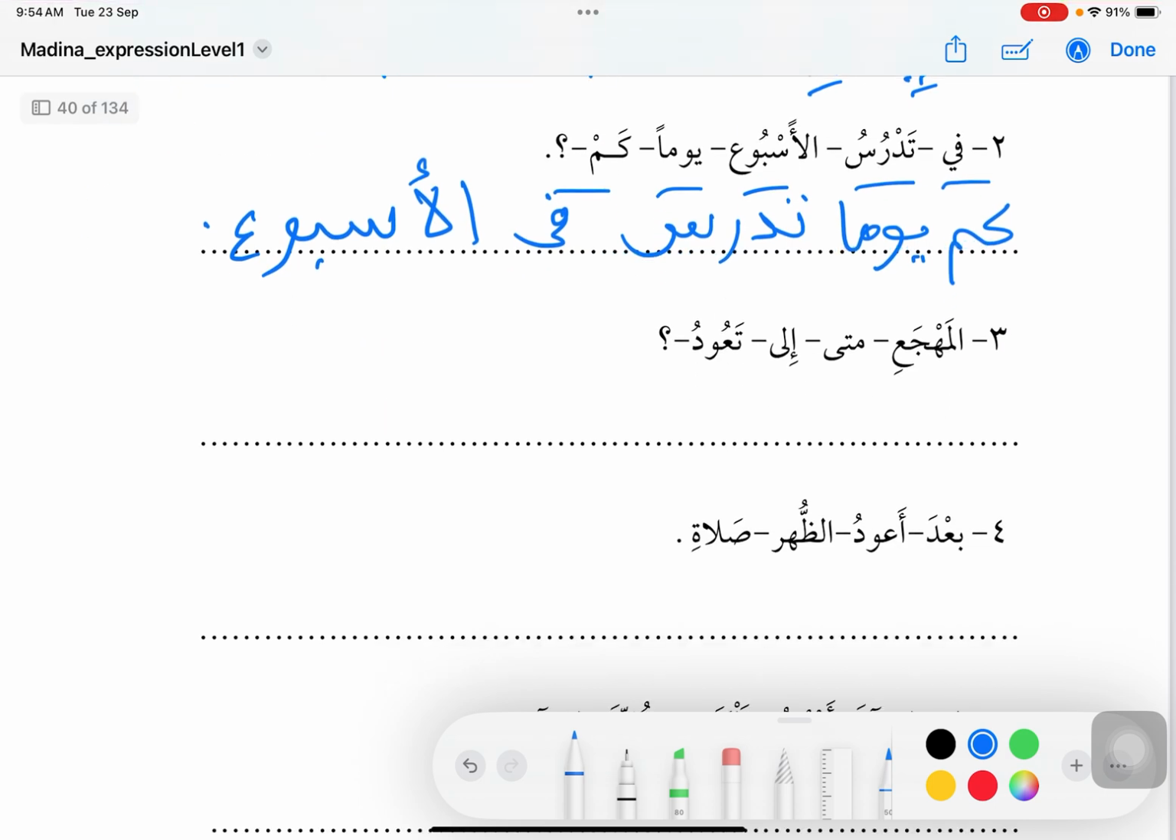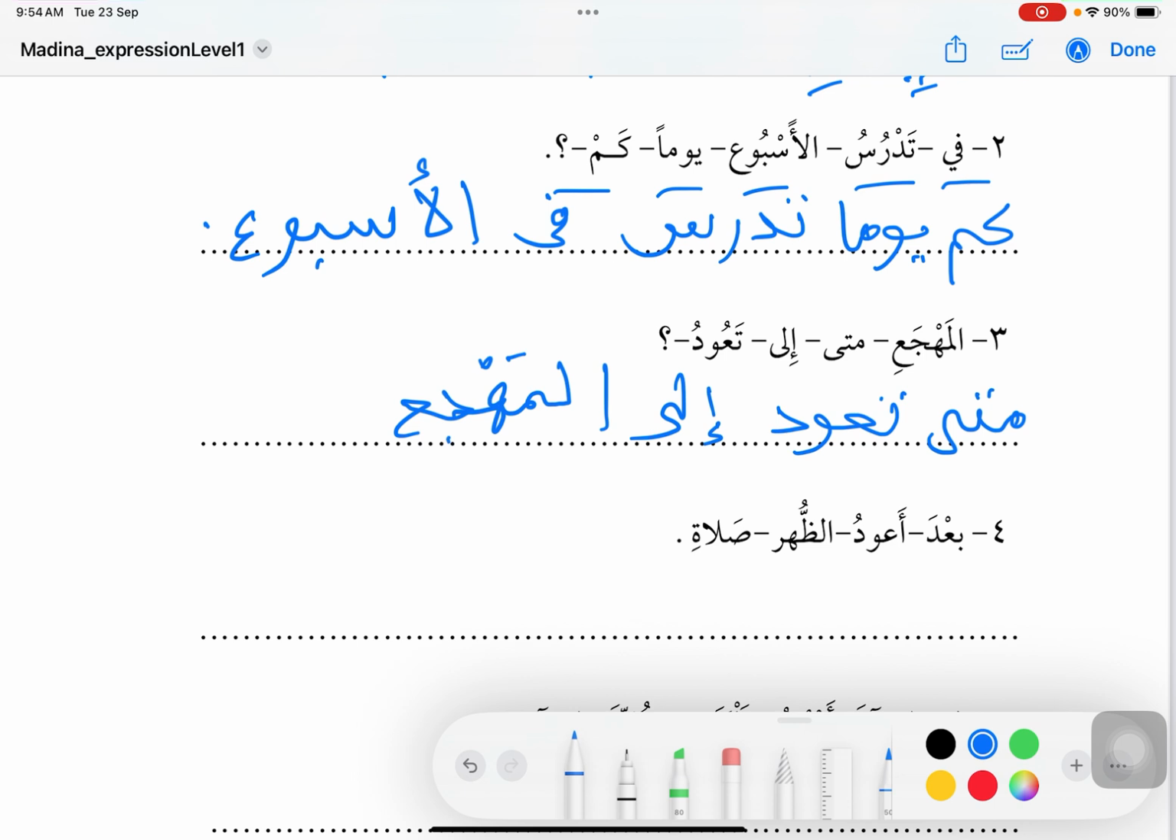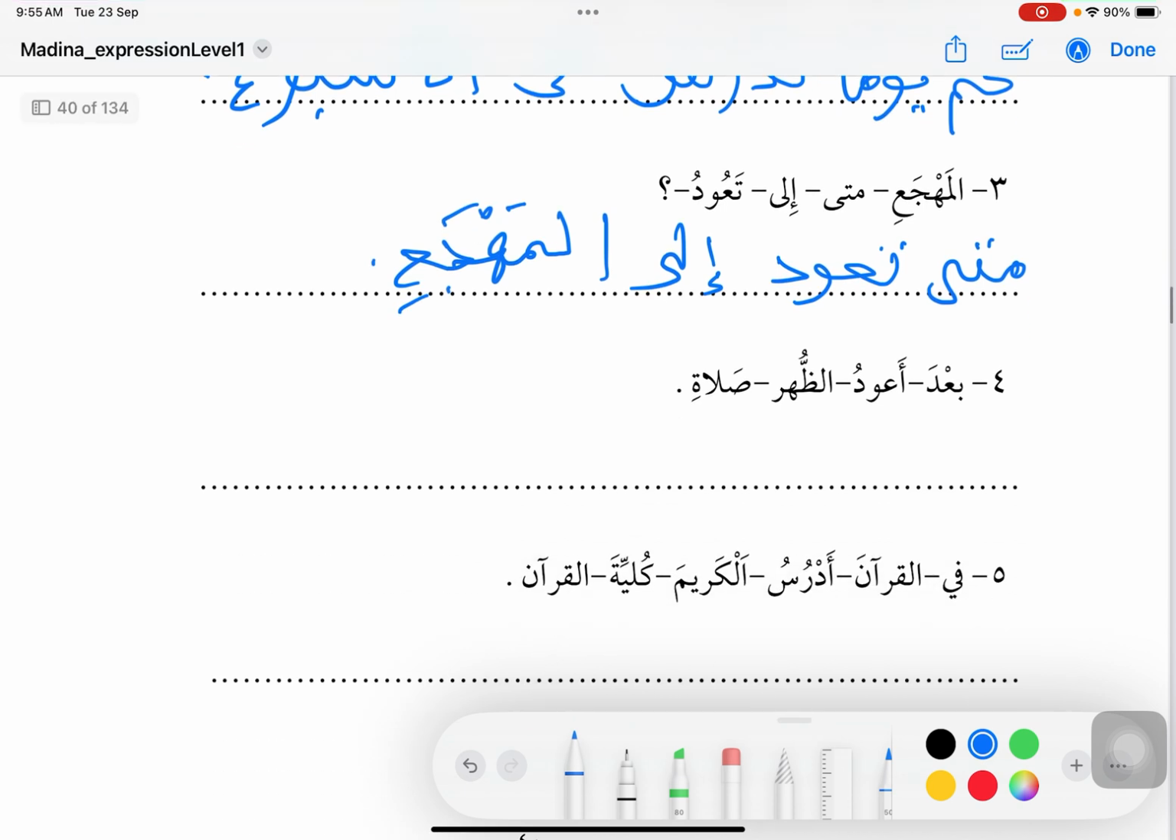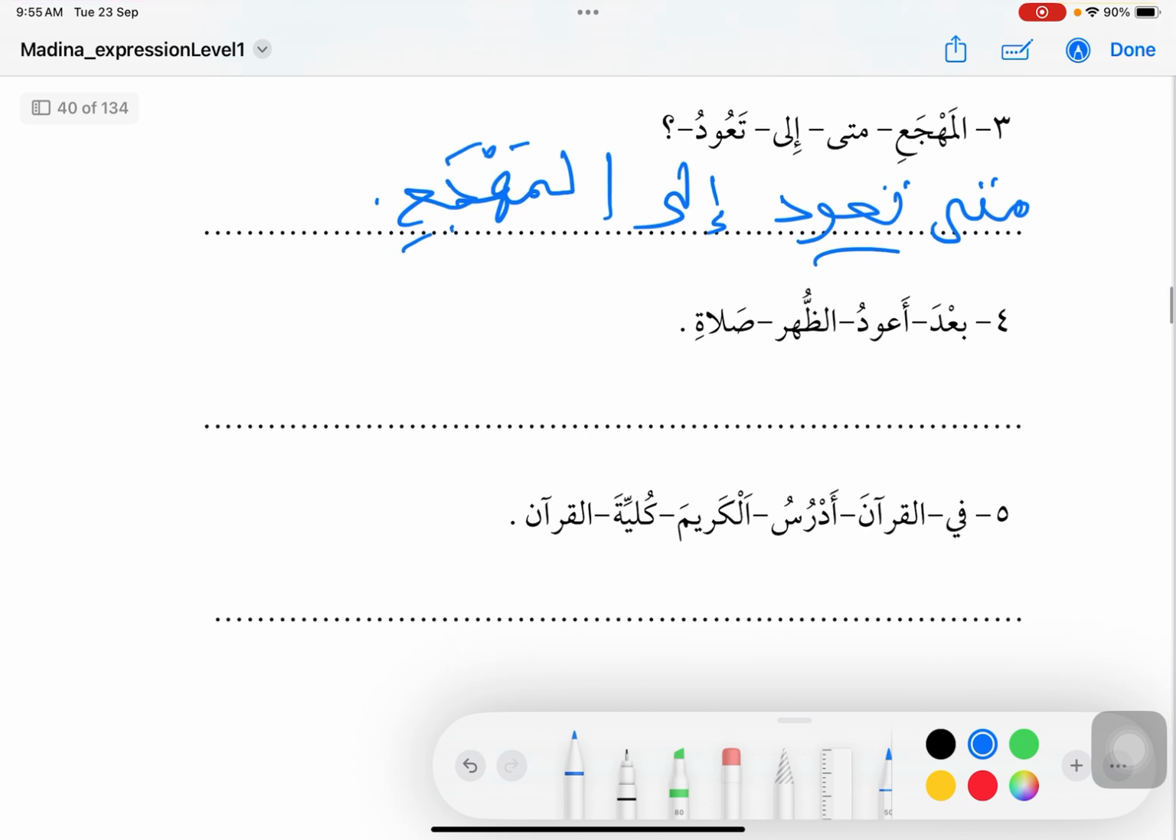Next one, المهجة متى إلى تعود. So you would say متى, when. تعود, you return. إلى المهجع, in the dorm. إلى المهجع, when do you return to the dorm. أعود means تعود means you return. Okay, next one.